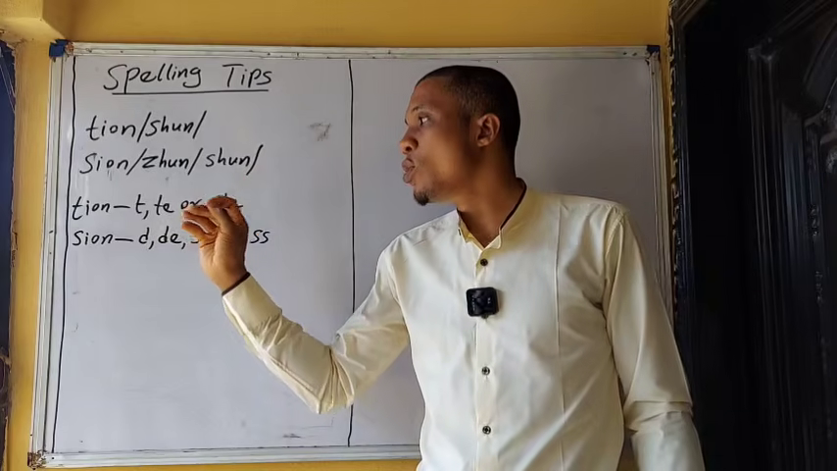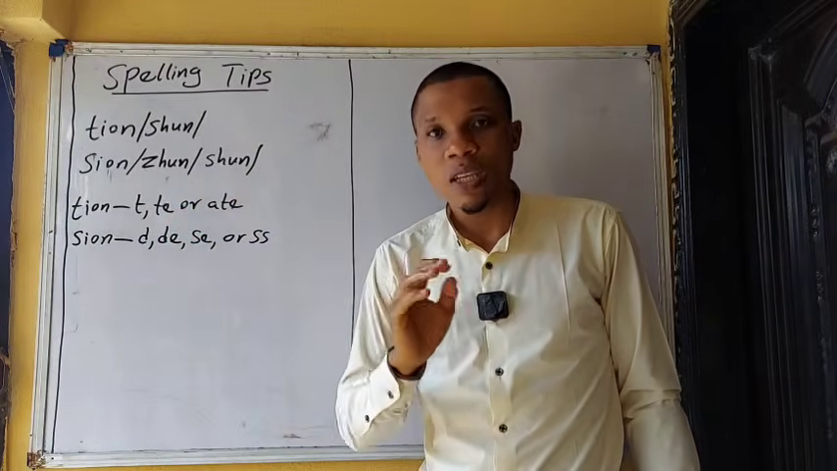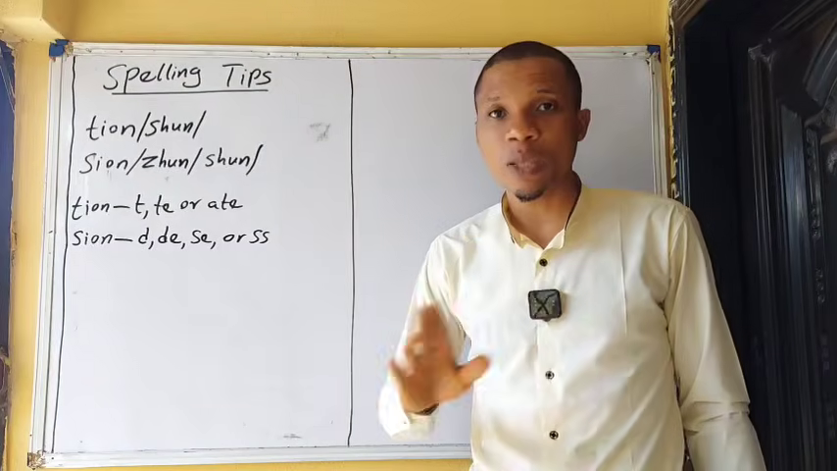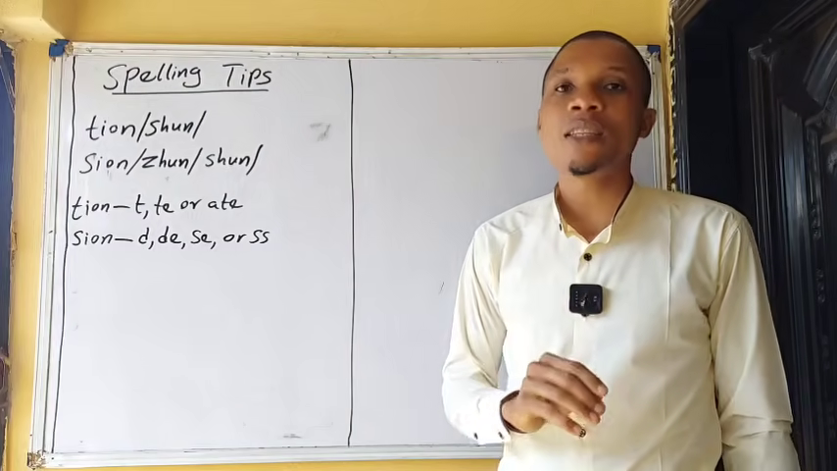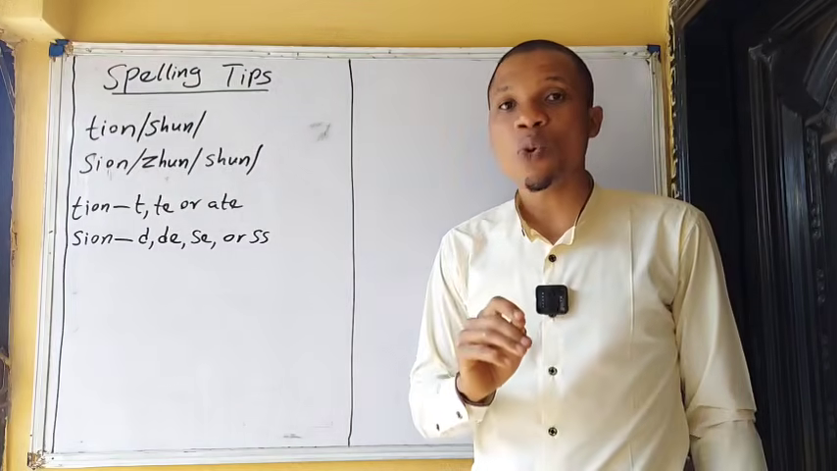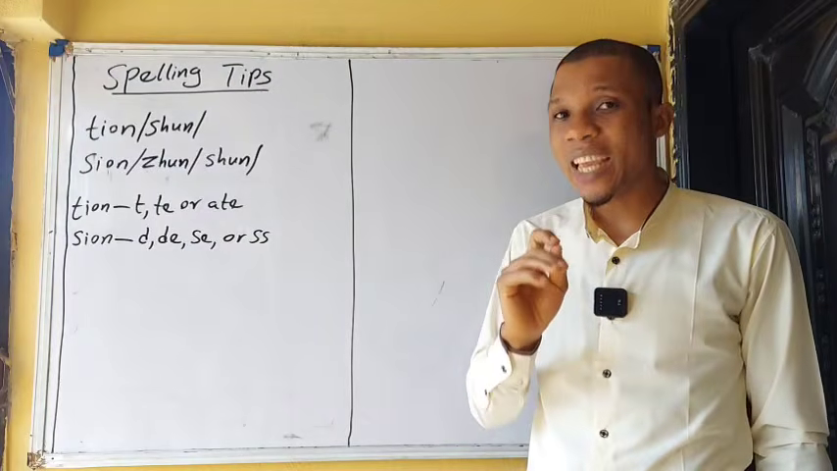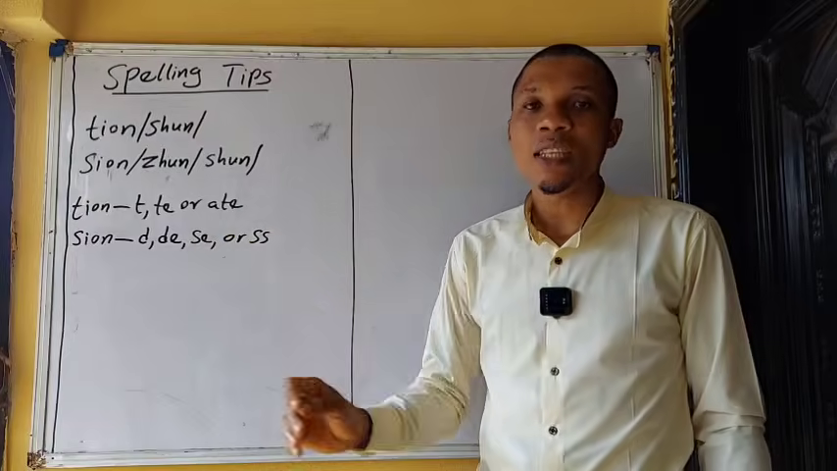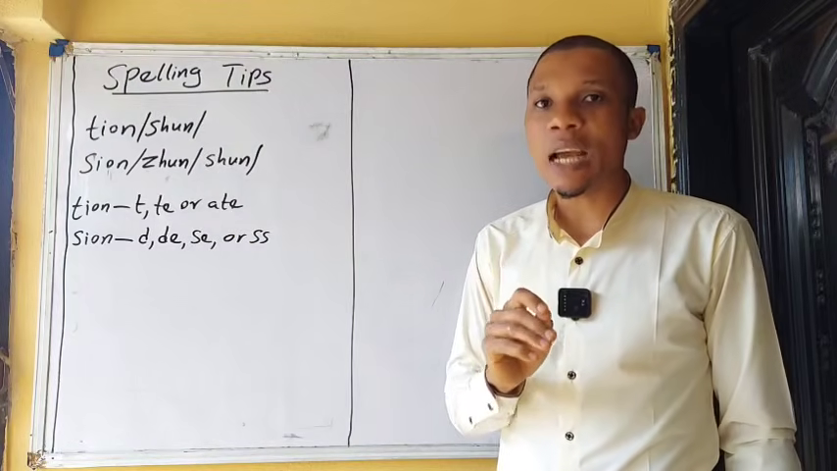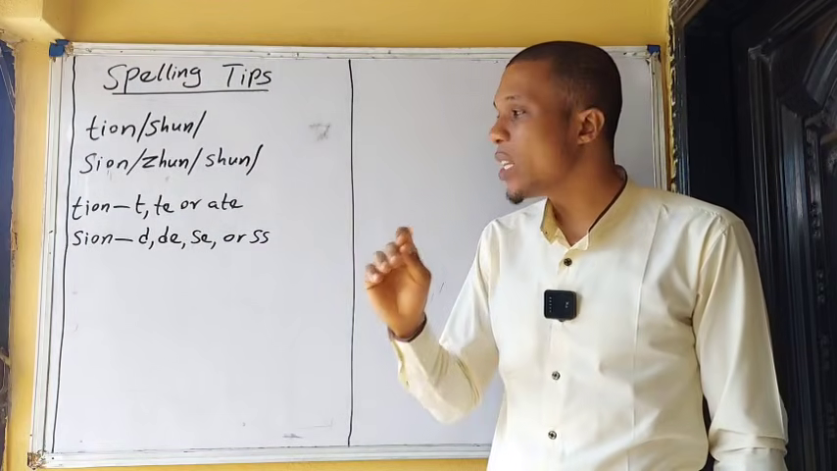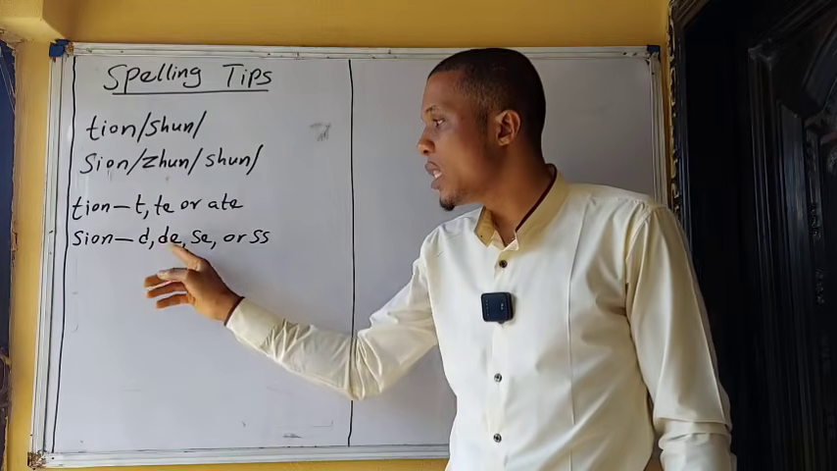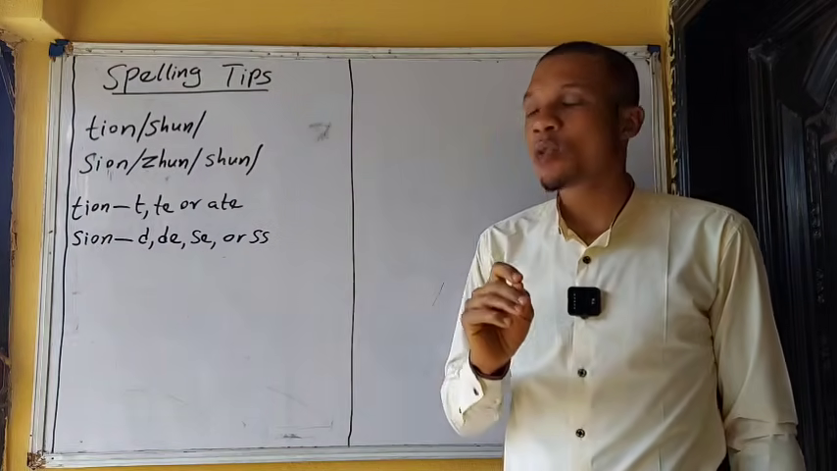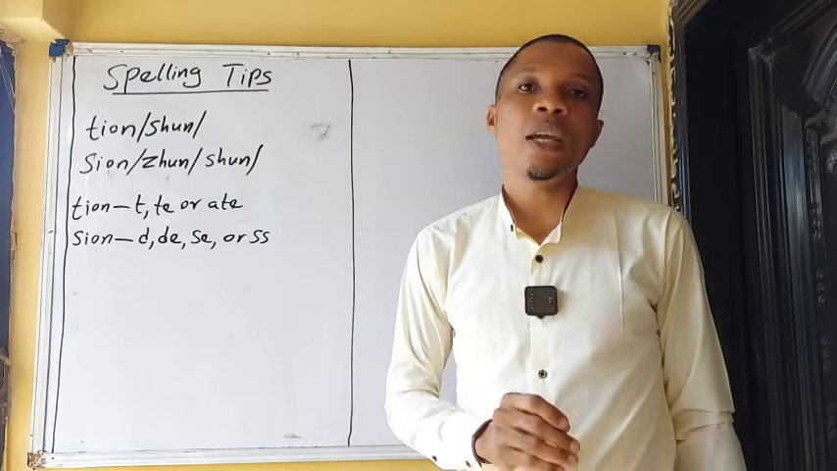So how do you know which of them to use in a word? They are very simple. There are several ways you can identify, but I'm going to give you the simplest method. First is to identify the base word. When the base word of a word ends with t, te, or at, you are to use the tion "shun." And when the base word ends with d, de, se, or ss, you are to use the sion "shun."